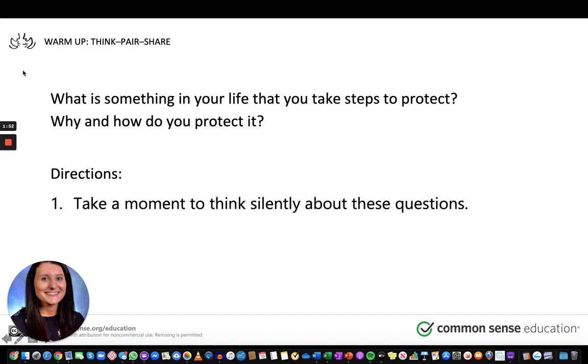So maybe some things that we protect in our lives are maybe the planet. So by recycling and making sure that our trash gets into the garbage can and not on the ground, that is some things that we protect in our life. We can also protect our house by locking our door when we leave. Also cars, we do the same thing. We lock our car when we're at the grocery store. And so, yeah, there's many things in our lives that we take steps to protect and to help keep people out from certain things that we don't want them getting into.